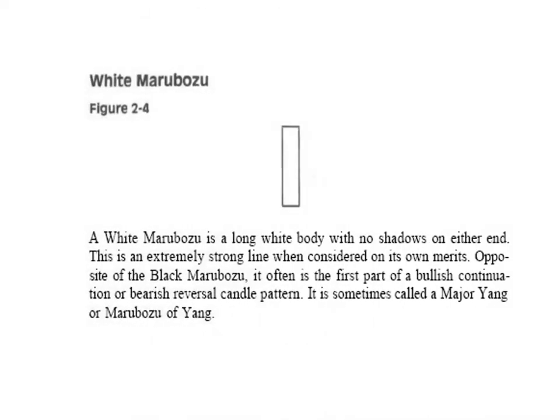Next, white Marubozu. A white Marubozu is a long white body with no shadows on either end. This is an extremely strong line when considered on its own merits. Opposite of the black Marubozu, it often is the first part of a bullish continuation or bearish reversal candle pattern. It's sometimes called major yang or Marubozu of yang. So prices open at one point and from there just keep going up until the closure of the market. So it appears as one white candlestick.